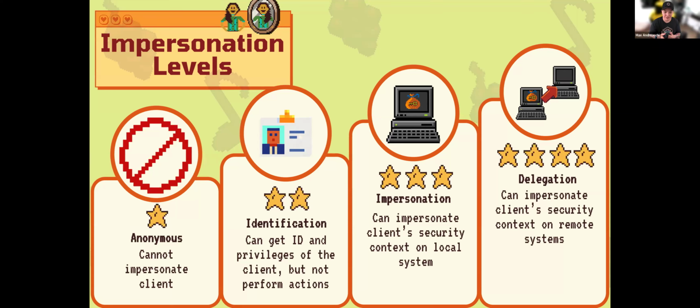Next, you have the impersonation level, which is a little bit redundant, but it allows a server to impersonate a client security context on the local system. And then a delegation impersonation level allows the server to impersonate a client security context on remote systems.